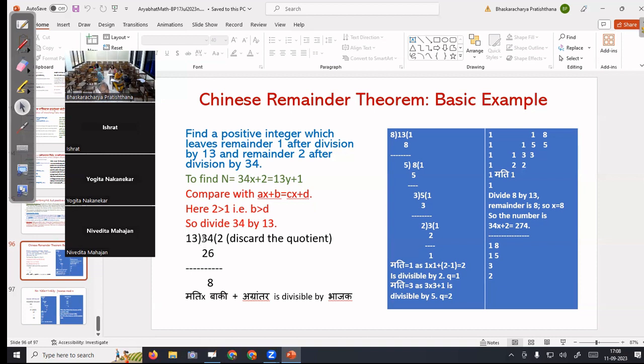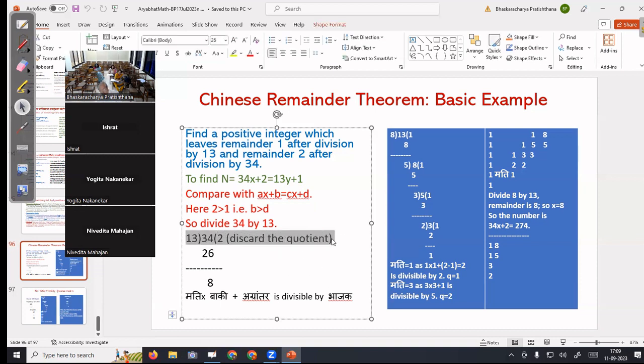So divide 34 by 13, then quotient is 2 and remainder is 8. Now this division you do not count, because we have to count how many divisions there are. And you should stop when you have done an even number of divisions. So in that counting, this first division you do not count. That is the rule.